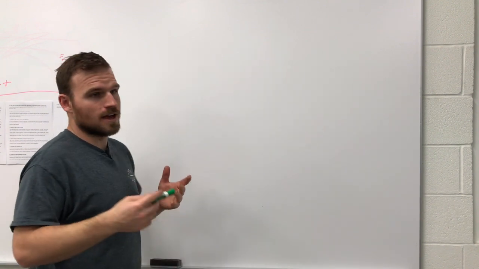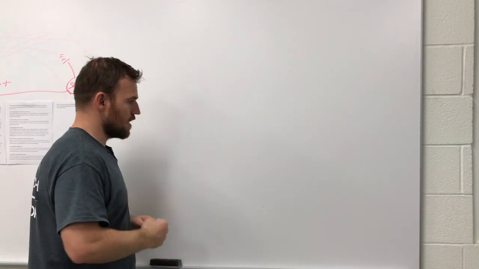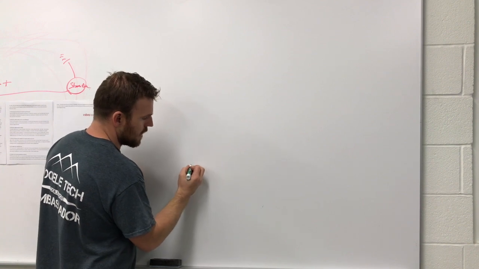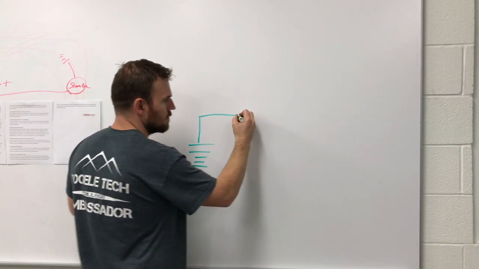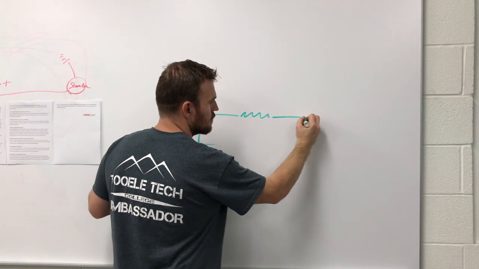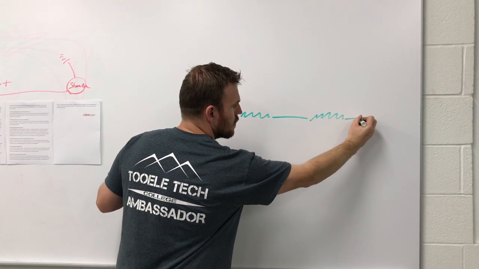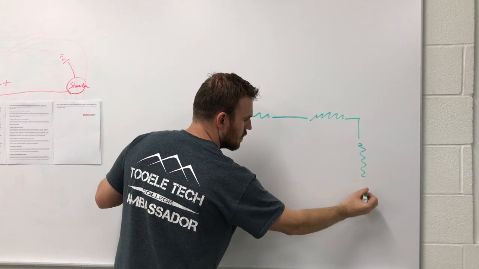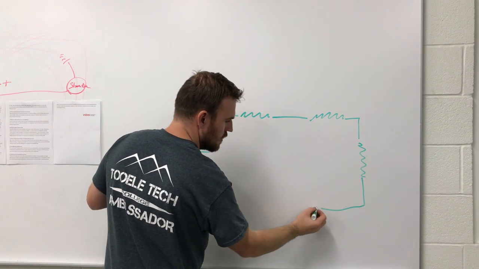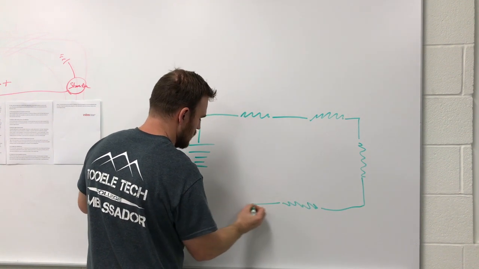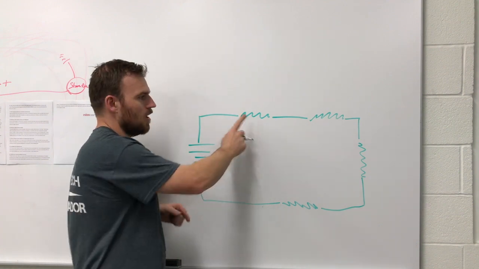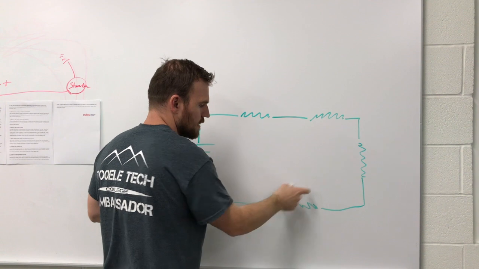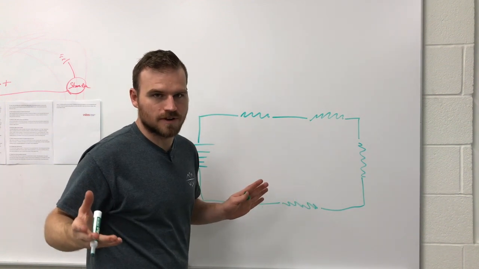So let's go ahead and define what a series circuit is. And I'm just going to draw one. First, I'm going to start out with the battery. So now we have all of our resistors, and I know I'm getting horrible at these resistors right here, right?